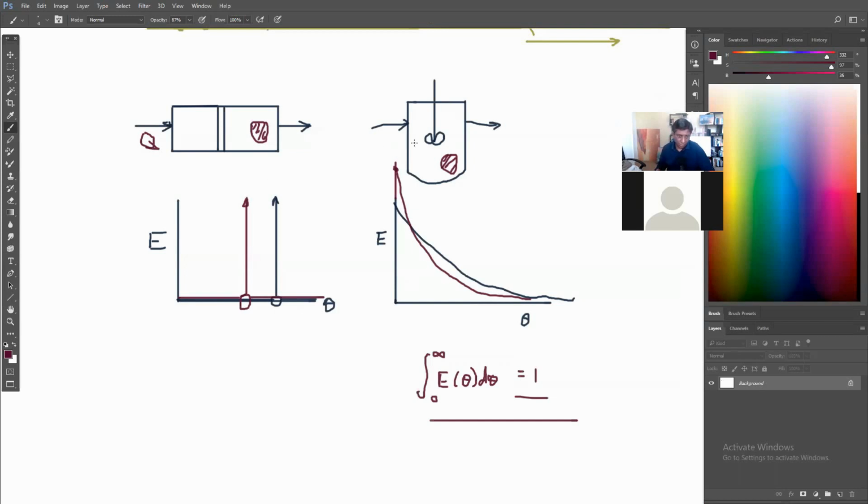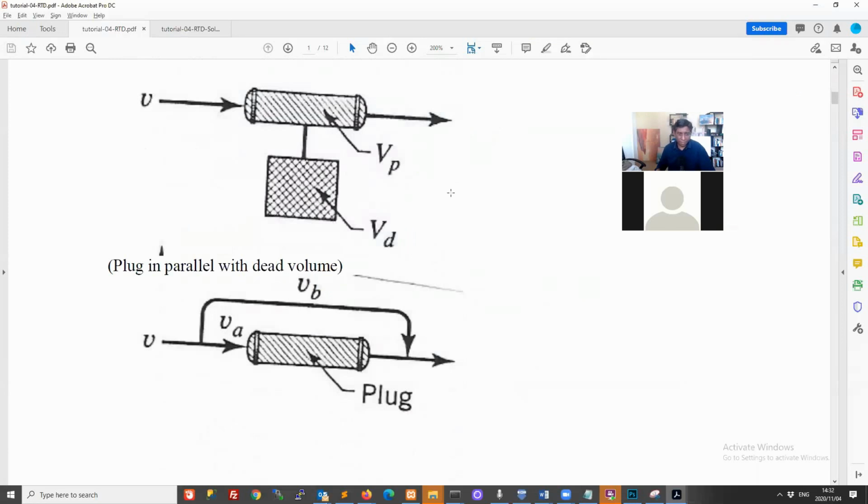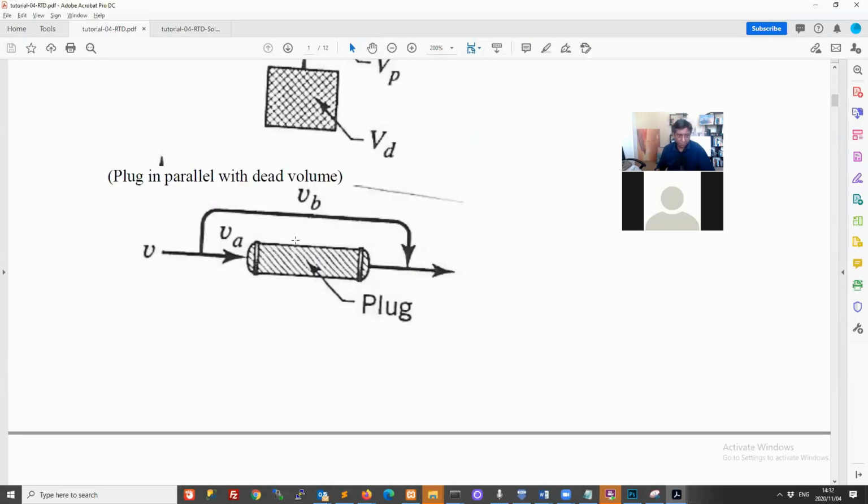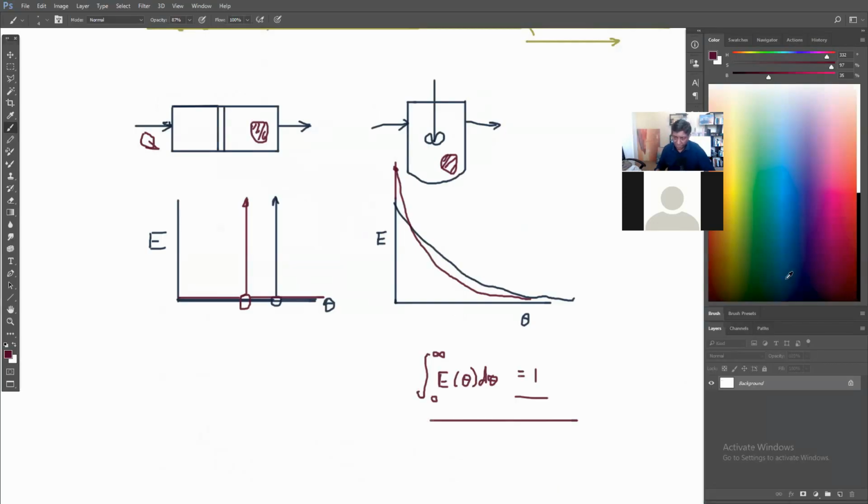Okay, so that's one variant on the flow. And then let's think about the influence of bypassing. So what if we have a second variant, which is the influence of bypassing in each case? If we bypass this reactor, or at least part of the fluid bypasses the reactor, and so now we are going back to the case where we didn't have dead volume. So in this turquoisey case, we don't have dead volume, but we have bypass.